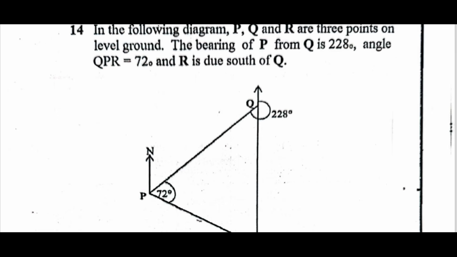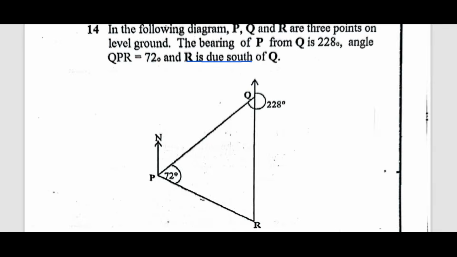Okay, so in the following diagrams, P, Q, and R are 3 points on the level ground. The bearing of P from Q is 228. Angle QPR is equal to 72. And R is due south of Q. So this point is very important. Whenever we miss this point, we may fail to find the answer. So let me do this.